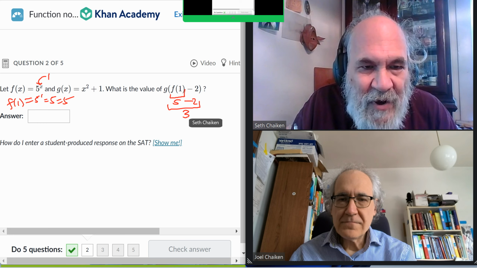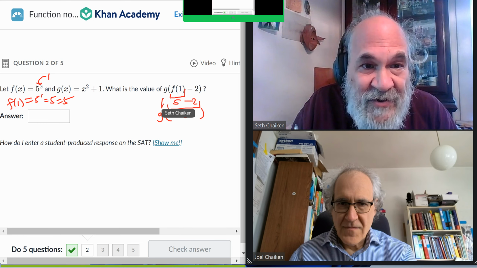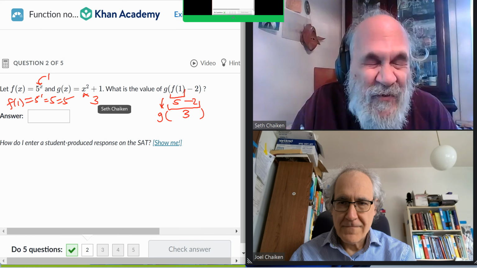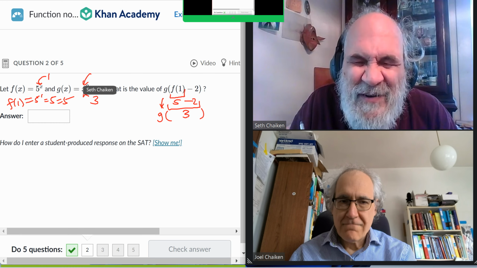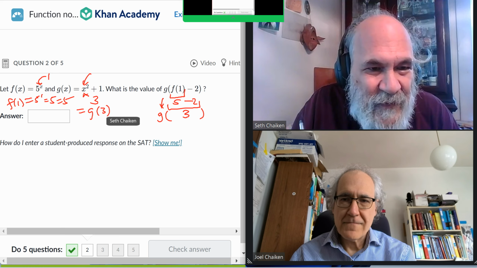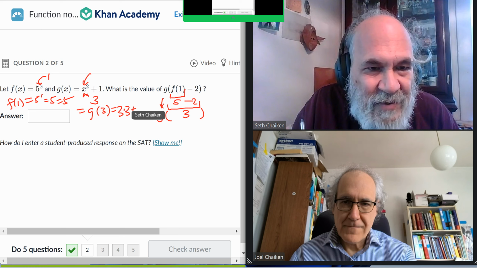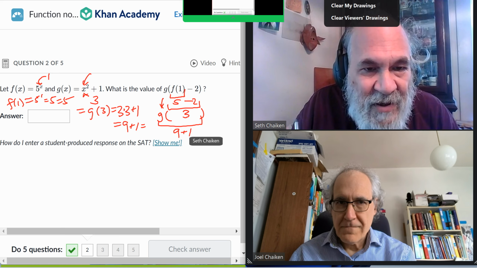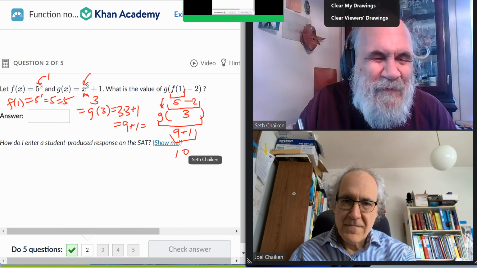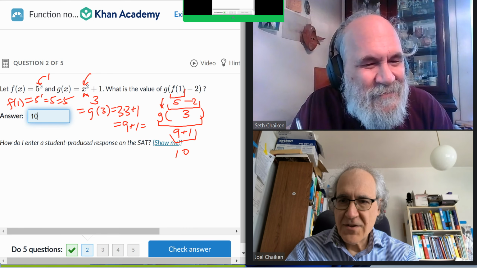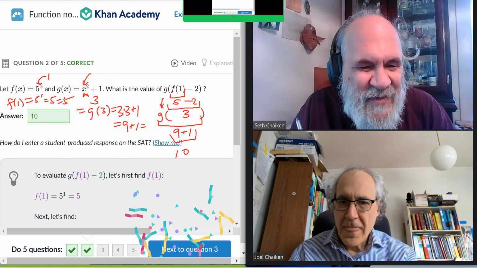3. But you really need to remember that what we're interested in is g of 3. Right. So you plug a 3 in for this x. It's a different x. Right. And so you get g of 3 equals 3 times 3 plus 1, which is 9 plus 1, which is 10. Okay, so let's then put 10 in and see whether you get the right answer.